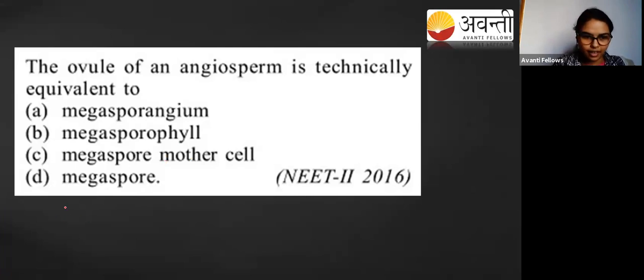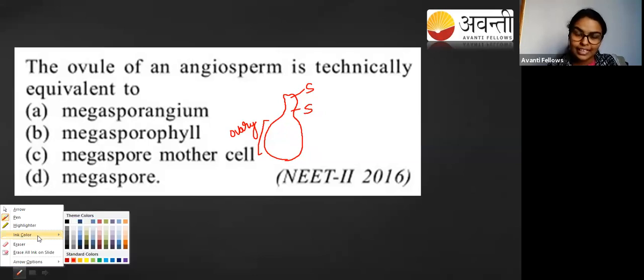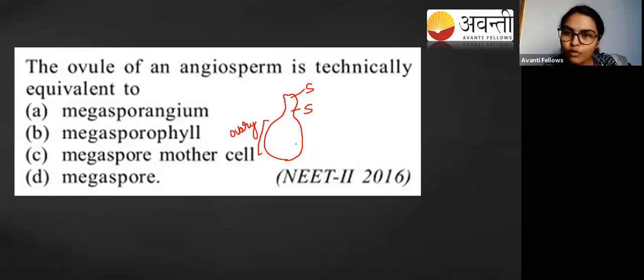Let me write something here, guys. Okay, so ovary, this is the female reproductive structure. This is stigma, this is style, and this bulged part is nothing but ovary. And this ovary contains many ovules, right? So the arrangement of ovules in the ovary is called what? Does anyone know? How ovules are arranged in the ovary is termed by something.